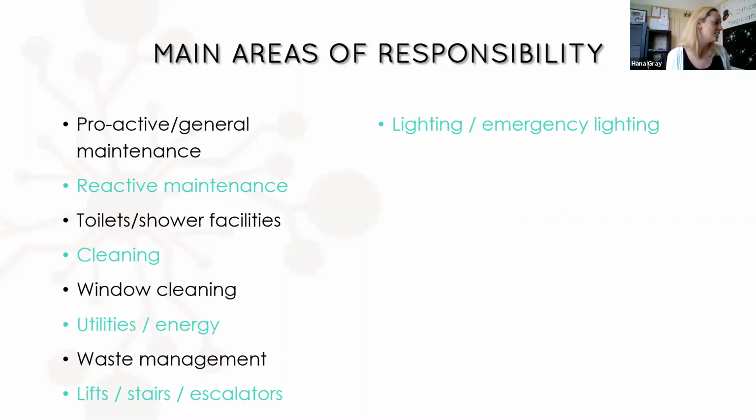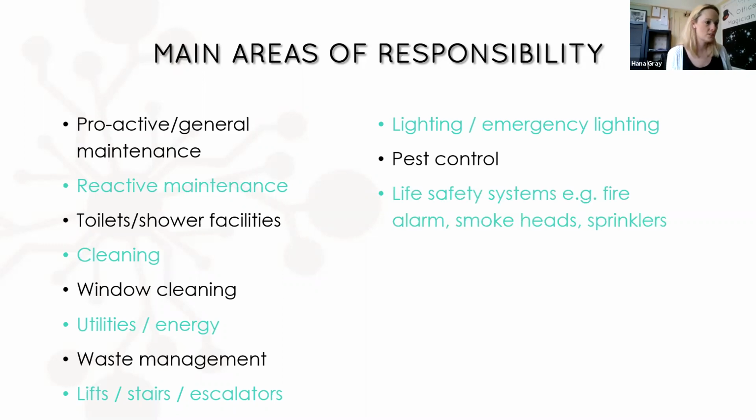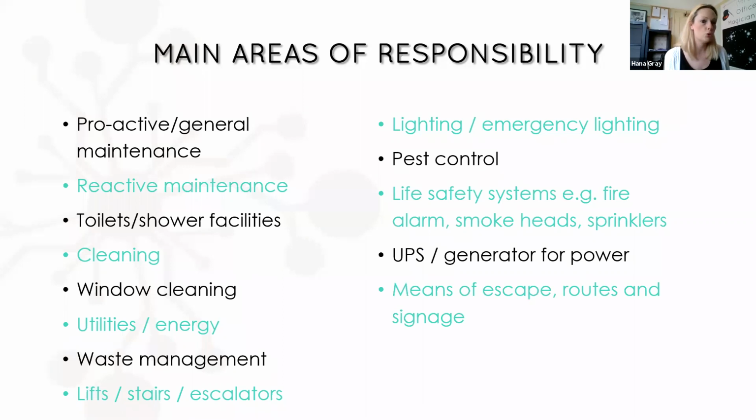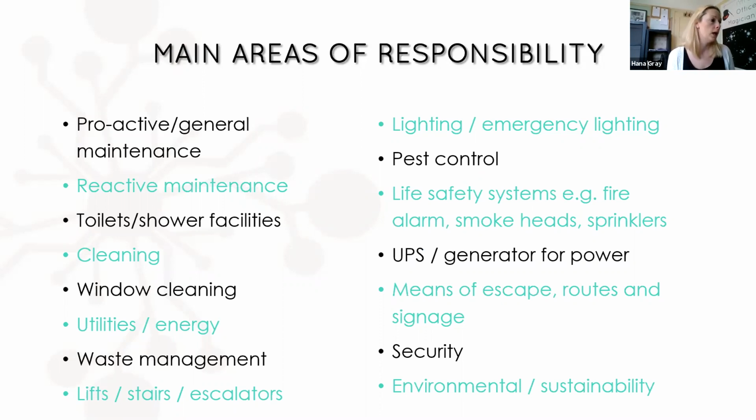Window cleaning, utilities and energy, pest control, life safety systems to include your fire alarms, your smoke heads, your sprinklers, so all those kind of life safety systems that you will generally see in your workplace. UPS, so that's your uninterrupted power supply or generator for power, might not be controlled by you, of course. Means of escape, routes and signage, so that's the element of safety that we've talked about as well. Security and environmental and sustainability, which again is in itself one big area of responsibility. So they're the main things, and there's probably an awful lot more that you can think of as well. And again, it's very much down to the interpretation of what you consider facilities management to be. But this is how I see it.